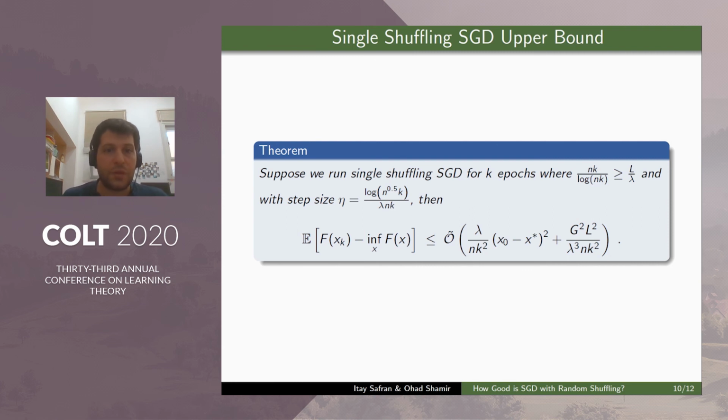And if we assume that we have the following step size, which we see here, then we can guarantee that the suboptimality rate of single shuffling SGD will decay at a rate of roughly 1 over n times k squared. This, of course, matches the lower bound we derived. And here we also omit logarithmic terms.